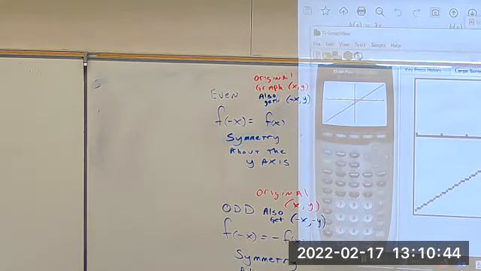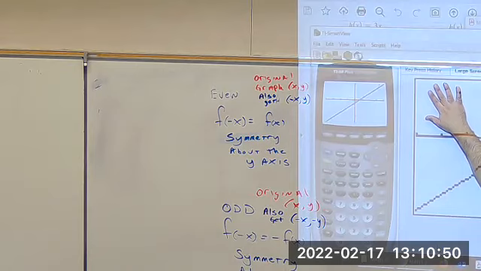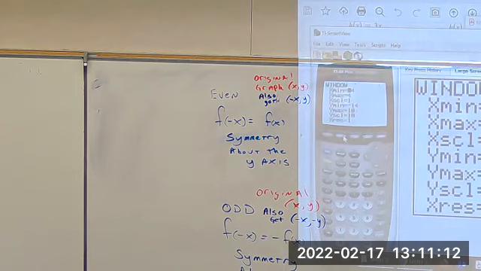Is it even? Is this reflected directly over here? No, not even. Odd? Is it reflected over here and then flipped down here? Maybe. Let me do a Y scale so we have something to compare. I'm going to do a Y scale of 1, and then I'm going to do graph.